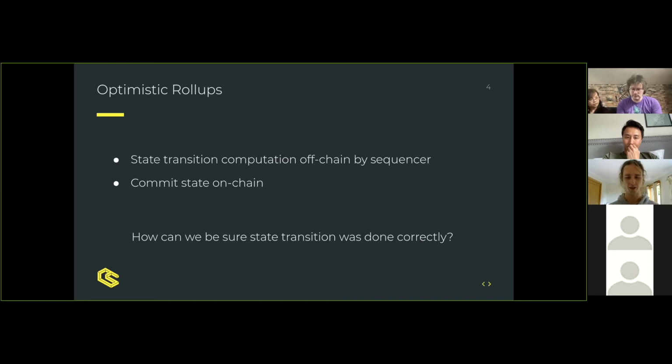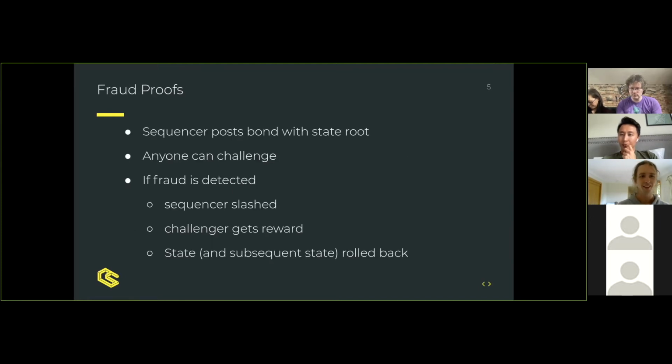But the obvious question is, how can we be sure that the state transition was done correctly if the computation was done off-chain? Good question. The way this is solved in optimistic rollups in particular is by using something called a fraud proof. In this case, the sequencer doesn't just post the new state root on-chain, they also post it along with a bond. And the bond is posted in such a way that anybody can challenge their commitment to the new state. If a challenge is made, then the whole state transition is re-executed on-chain.